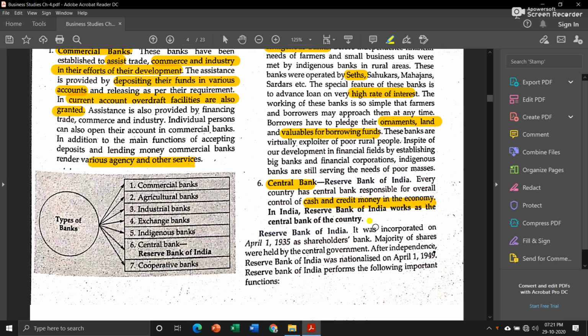Now Reserve Bank of India was incorporated on April 1st, 1935 as a Shareholders' Bank. Means while starting that bank, it was known as Shareholders' Bank. Means there were shareholders. Majority of shares were held by the central government. But after independence, Reserve Bank of India was nationalized on April 1st, 1949.